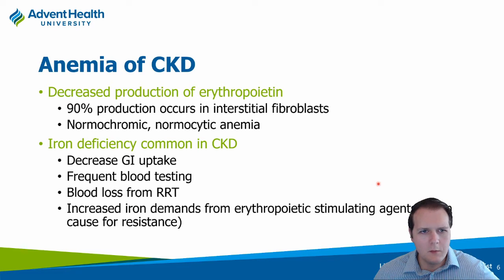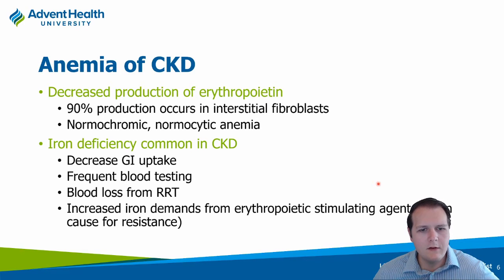One of the big ones is going to be anemia, and this is going to be related to the fact that patients with poor kidney function don't really produce as much erythropoietin as they normally would. And so you're going to find that it'll be a normochromic normocytic anemia. Again, the cells look normal, but they don't have that stimulation to actually grow in the first place. And so that's why erythropoietin is necessary to provide that stimulus.